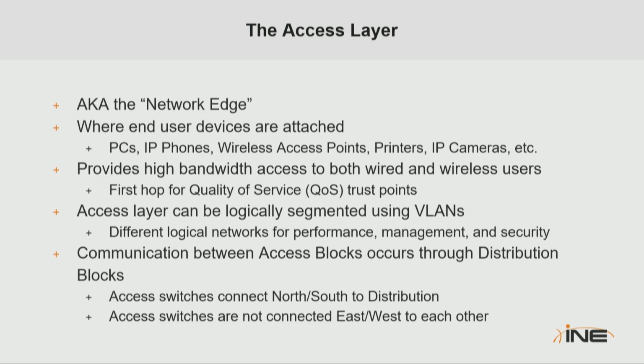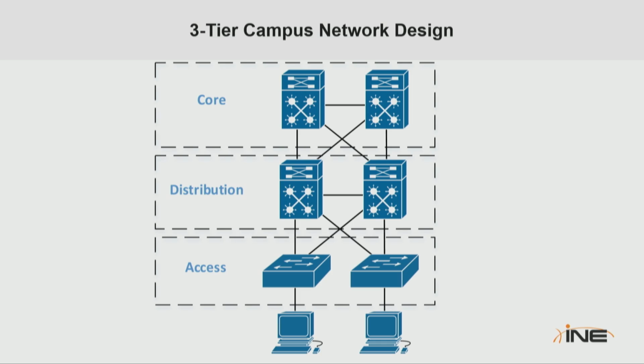Okay, the access layer generally can be logically segmented using VLANs, where we have different logical networks for performance, management, and security. And communication between the access blocks is going to occur through the distribution blocks. So from a physical point of view, the access switches are connected north-south to the distribution, and the access switches are not connected east-west to each other. So if we go back to our diagram, we notice that the access layer does not have a connection between the two access switches. We would have to go up to the distribution block in order to go between these two different PCs that are connected to two different access switches.